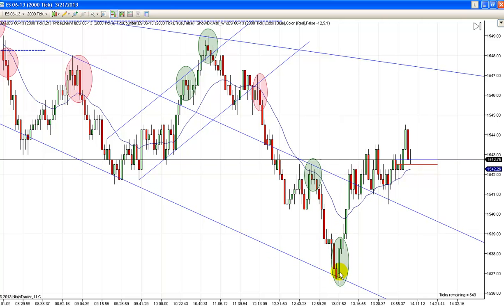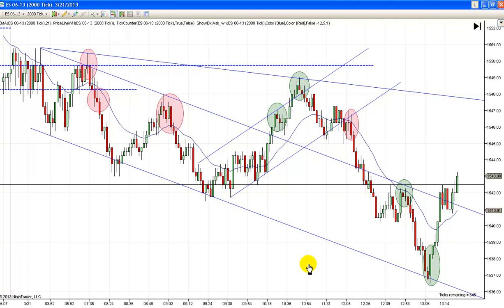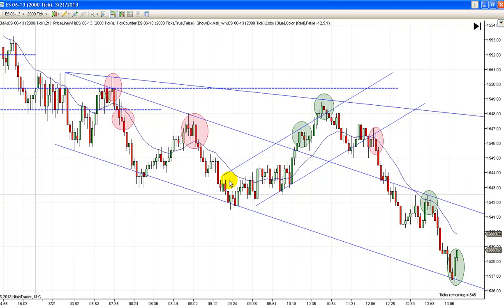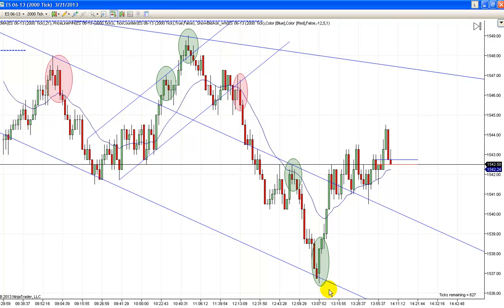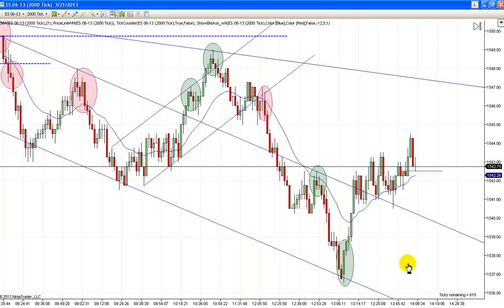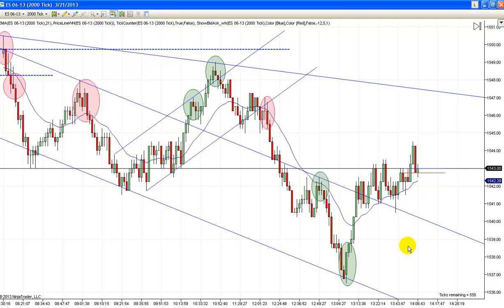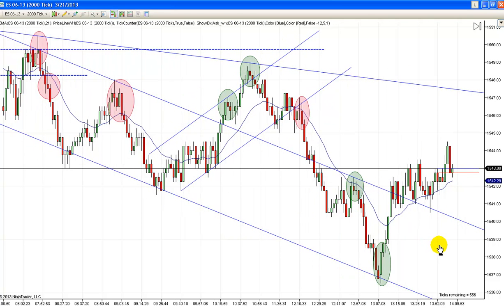People were looking to buy now, where it was a struggle to buy out of here and even out of here. But they were ready to buy now because they had everything they needed to know. Even if we're not going to reverse, we're going to bounce out of here. And look at that. So hopefully all that makes sense to you.